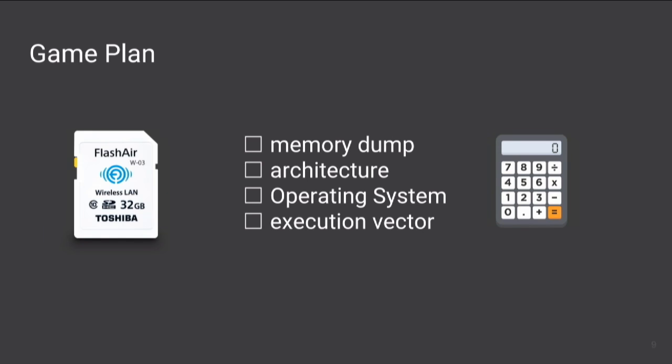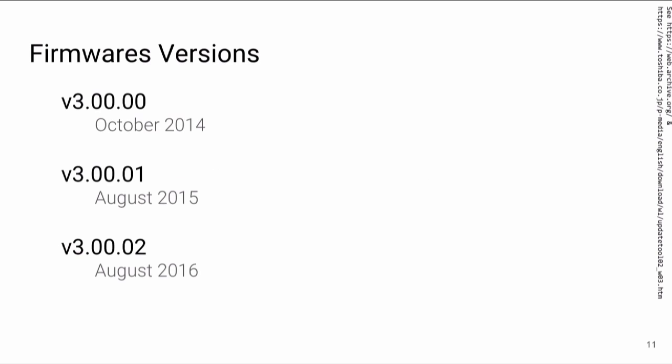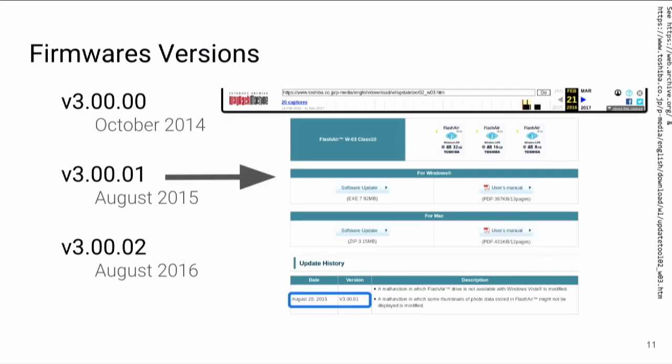So let's try to investigate ourselves. And the first thing that we can do is try to download the updates and check what is inside. So today, there are 3 firmware versions. 0.01 is currently installed on cards that you can buy, and 0.02 is the update that you can download from the Toshiba website. So back in 2015, it was a bit different. The version on the card was 0.00, and the only version that you could download online was 0.01. Today, the only way to retrieve 0.01 is to use the Wayback Machine from Internet Archive.